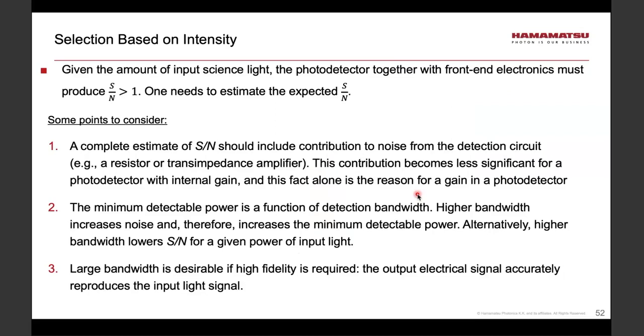Now, you may be wondering, will there be a difference? And the answer is yes, because remember, different photodetectors have different amounts of dark current and different intrinsic gain. So for a given load electronics or front-end electronics, the overall signal to noise ratio is expected to be different. So the main criterion is that S over N must be greater than 1, and ultimately one would like to have it as large as possible.